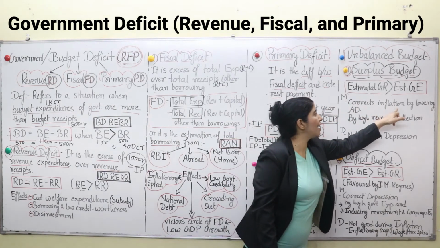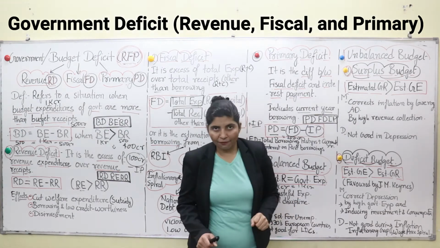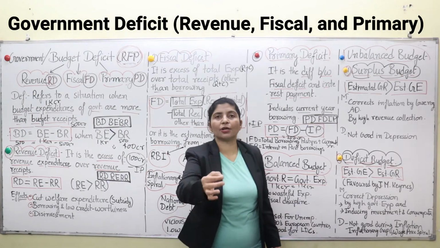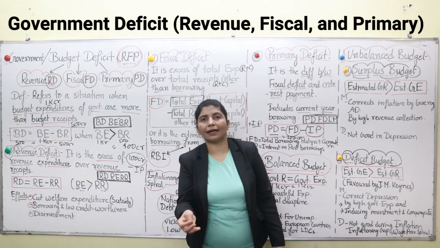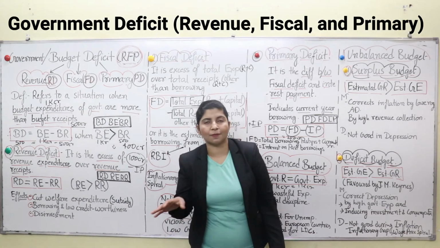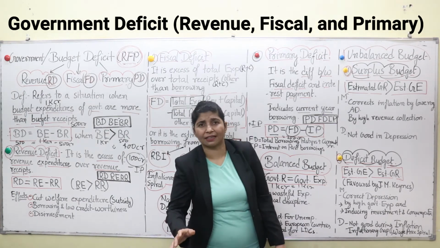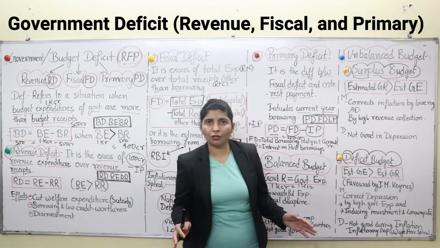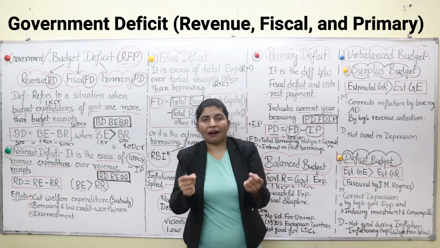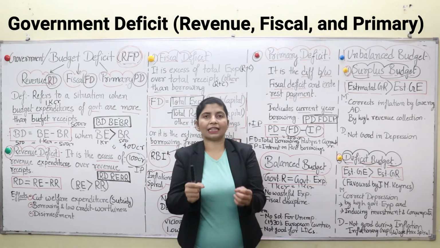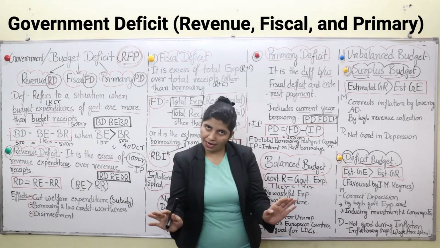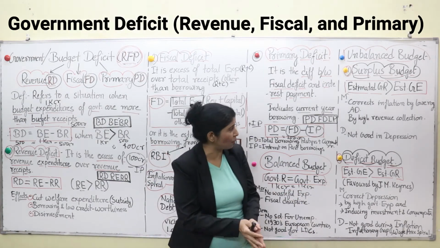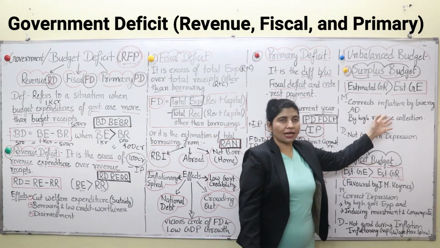Corrects inflation by lowering aggregate demand. Take for example, when government is trying to increase its revenue, it will increase taxes on people: income tax, indirect tax, direct tax, everything, ad valorem and specific duties. It will increase every type of tax on people. So what will happen to people? Purchasing power in the hands of people will decrease and they will demand less, and in that manner inflation will decrease, right? Prices will decrease and inflation will decrease. Okay. By high revenue collection, I have explained this.